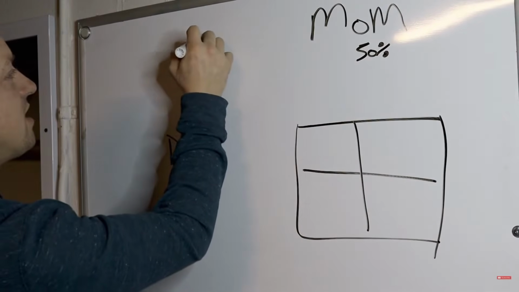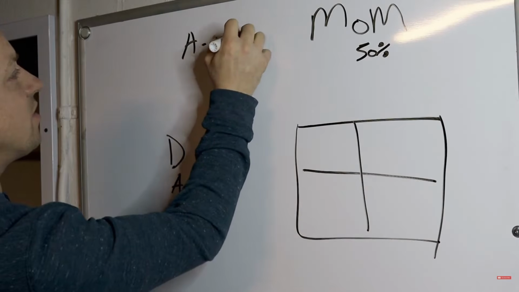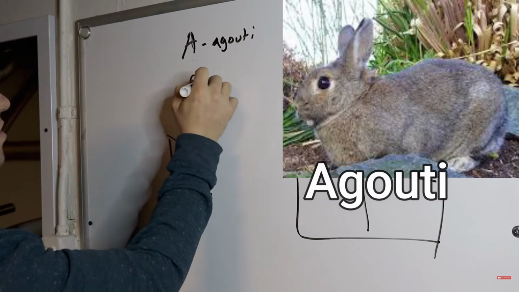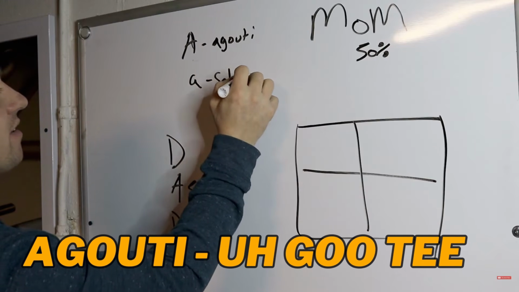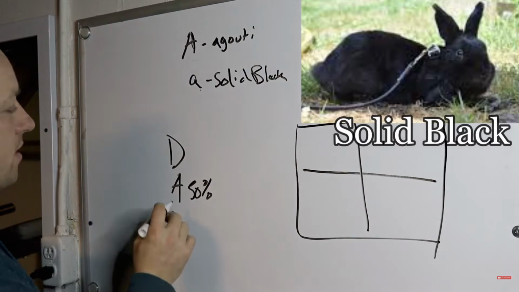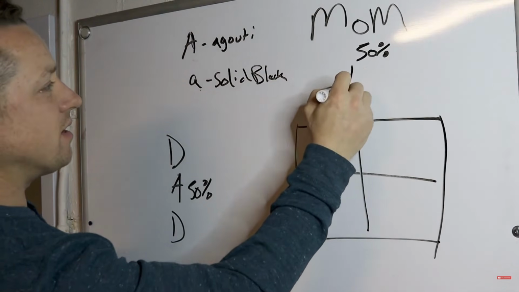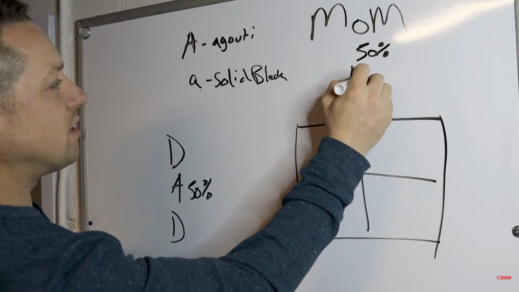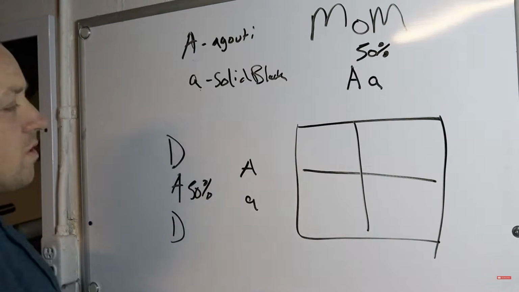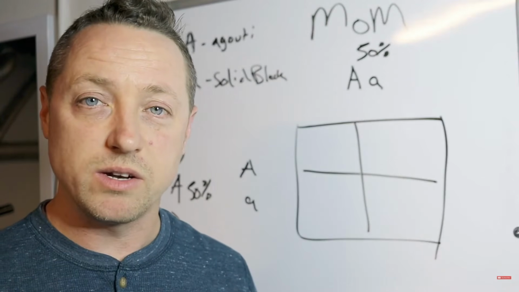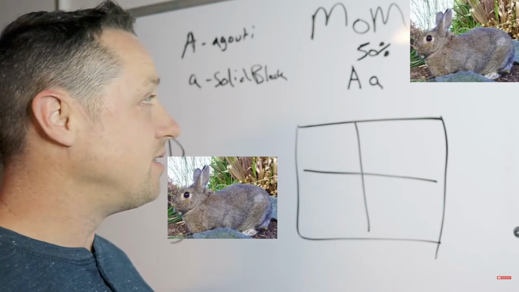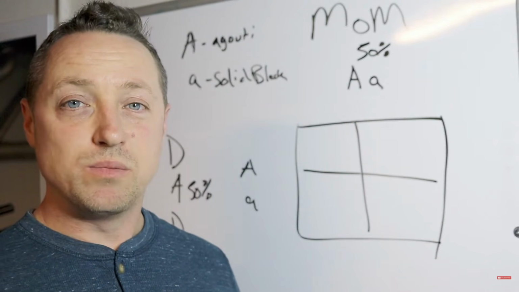Okay, so we'll do A for Agouti. Agouti is dominant, so we're gonna give it a capital A. And solid black is lowercase a. So they have the same alleles. We all have 2 alleles, and one's going to be dominant and one's going to be recessive. In this hypothetical case, mom and dad have the same alleles, but they're not related. So how is that going to play out in this Punnett square?